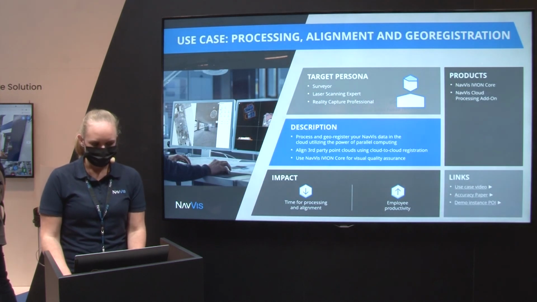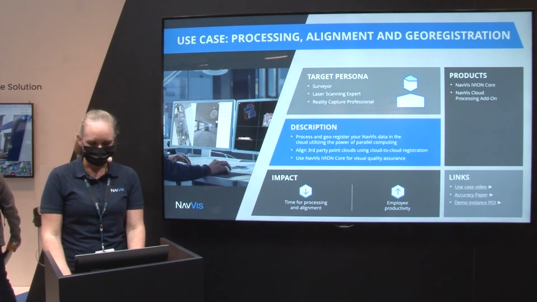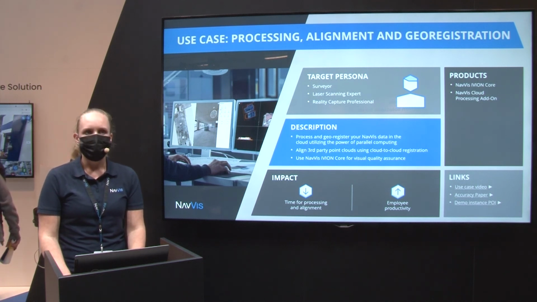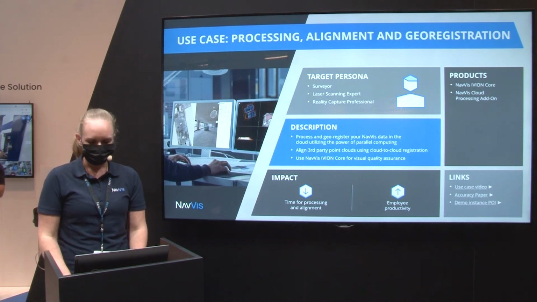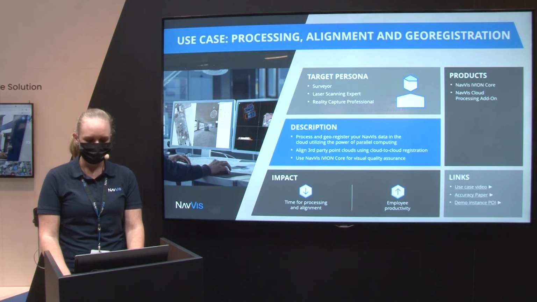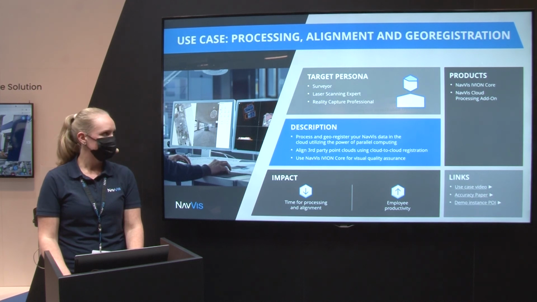Let me also summarize this use case in another slide. So an additional feature I did not mention so far is the visual quality assurance you can do as well in Ivion. And this leads to the impact that you can decrease the time for processing because we have a parallel processing on the cloud. And also, the alignment does not take a long time because it's just a super intuitive tool. And that way you can increase your employees' productivity.